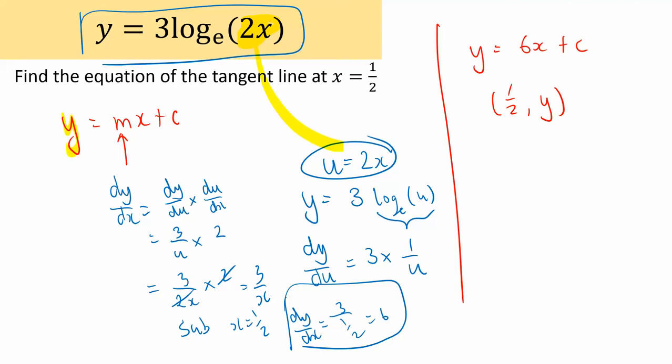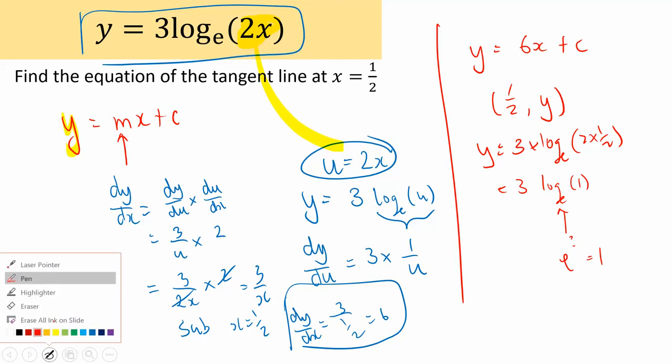Okay, so remember logs are the opposite of exponential. Another way of thinking about it, I'm going to write it here. y equals 3 times log e of 2 times half. That's the same thing as writing 3 times log e of 1. And log e of 1, if you've forgotten how to read logs, remember it's the opposite. It's saying e to the power of what gives you 1. That's what log e of 1 means. So e to the power of what will give you 1? 0. That's what the power is. So log allows you to find the power, exponential allows you to find the answer. That's the difference between the two.